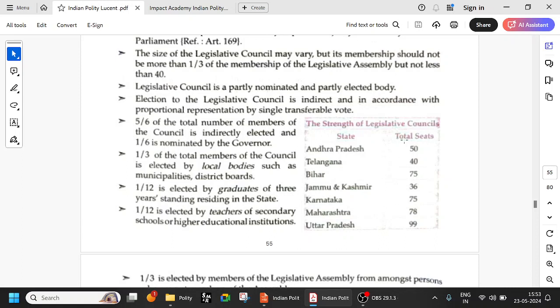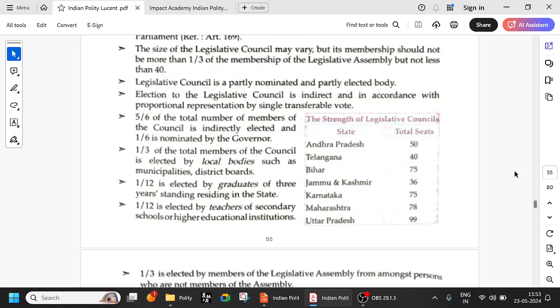So the strength in Andhra Pradesh is 50. Remember this. Andhra Pradesh is 50, Telangana 40, Bihar 75, Karnataka 75, Uttar Pradesh 99, etc. Jammu and Kashmir is no longer there. Remember Andhra Pradesh 50. So we have an assembly of 175 and a council of 50. The minimum number of seats is 60 in the case of assembly and 40 in the case of council. Try to remember that also.